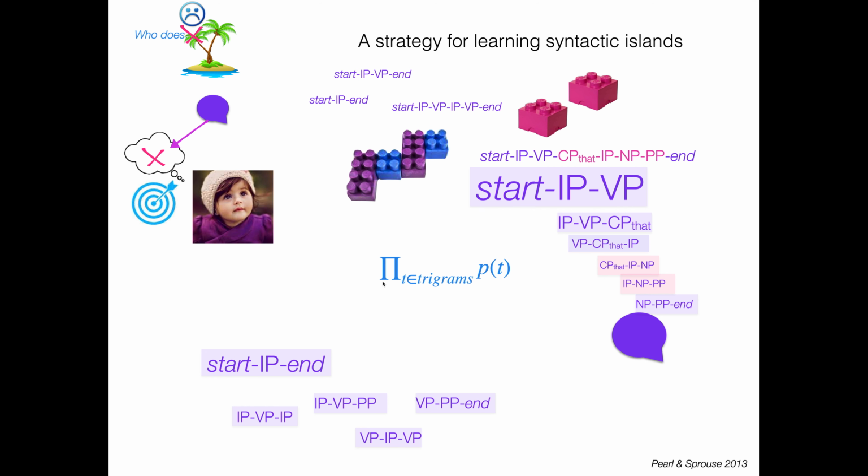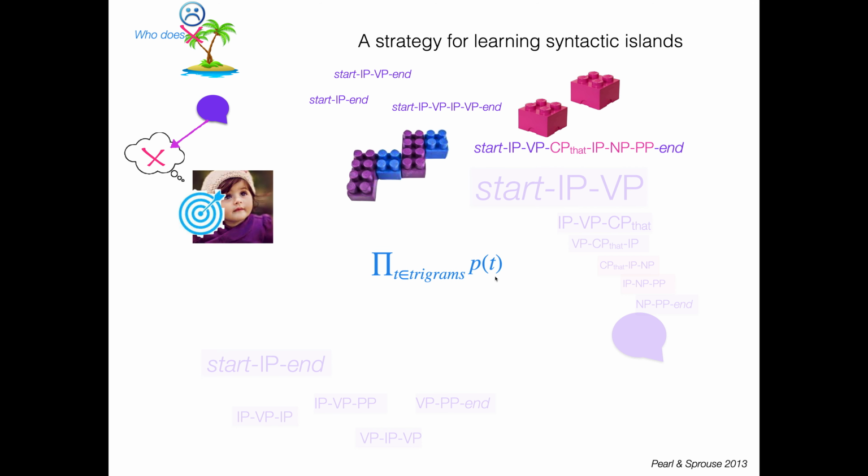And so just as a quick note, we did this by taking the product of the probabilities. You can aggregate these probabilities any way you like, a number of different options, but this was the way that we did it in Pearl and Sprouse 2013, and it worked out great. So that's one way to go.